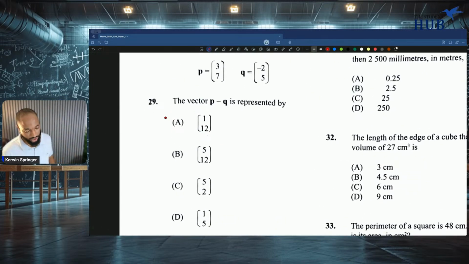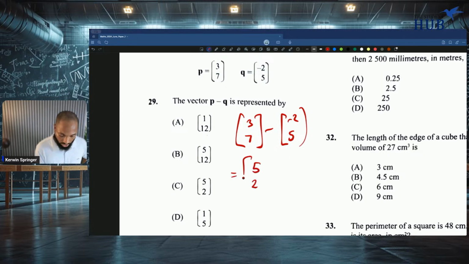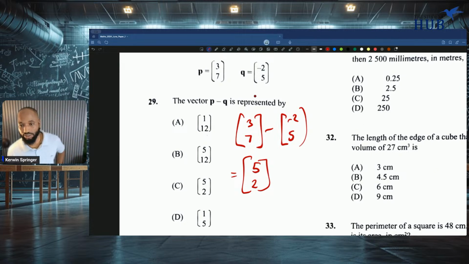That's what usually happens. P minus Q, so we're just going to substitute 3, 7 minus negative 2, 5. 3 minus negative 2 is 5. 7 minus 5 is 2. So the answer is C.